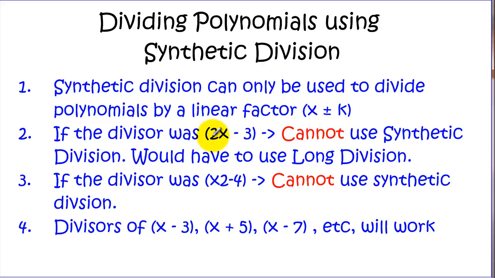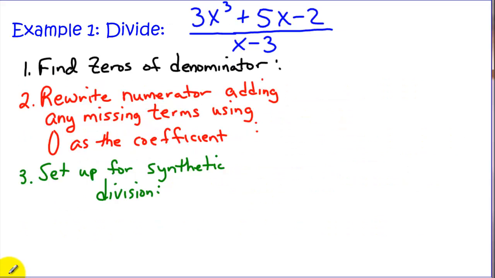If our divisor had a number in front of the x, say 2x minus 3, or if the denominator was, say, x squared minus 4, we could not use synthetic division for either of those denominators. We would have to use long division, and that's a different tutorial. If we had divisors of x minus 3 or x plus 5, x minus 7, etc., we can use synthetic division. There is no limitation on the type of polynomial in the numerator, but we do have limitations for synthetic division. So let's go through a couple of examples.